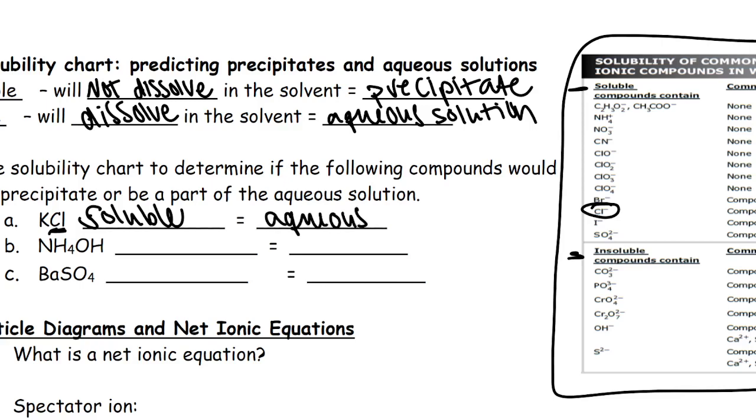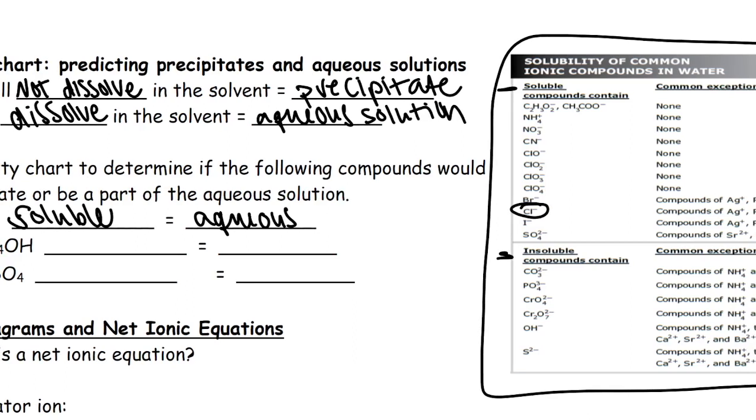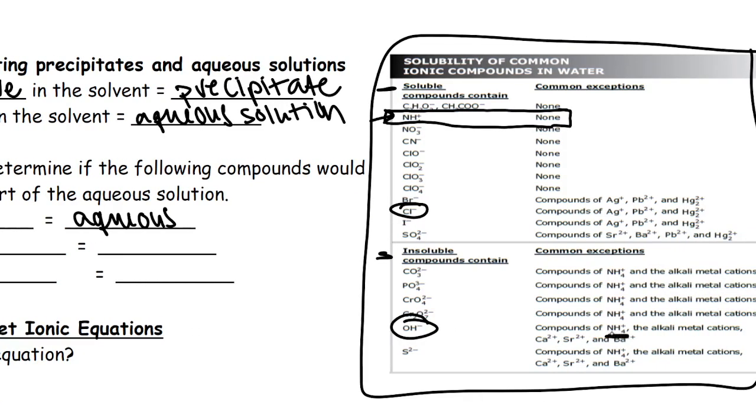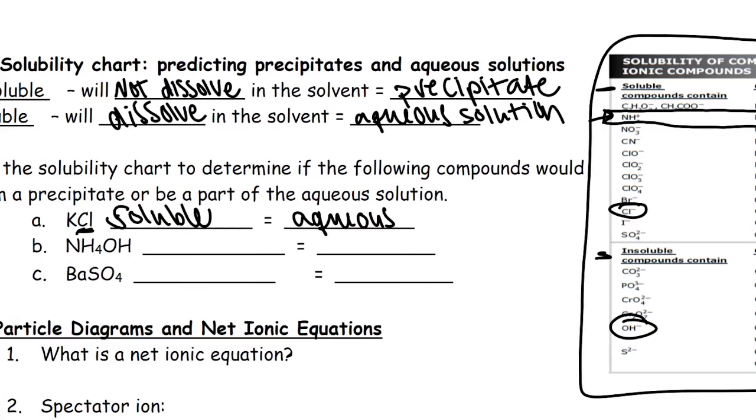Perfect. Then NH4OH. OH is down here in the section that says insoluble, but also NH4 is listed, so you could really look this one up either way. NH4 is the only cation that's listed. I'm not really sure why that is. Probably just because it's a common exception for a lot of things, is that it's always going to be soluble. So either way, if you looked it up with this one, you would get that it is soluble, or if you look it up here, it says insoluble, but NH4 is specifically listed as the exception. So this one would be soluble, and that makes it aqueous.